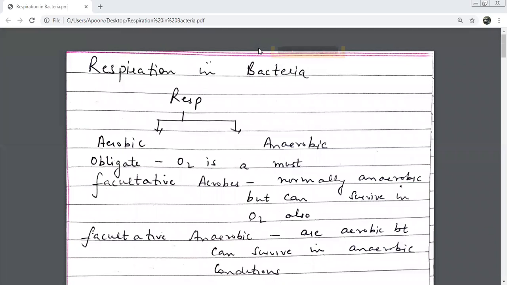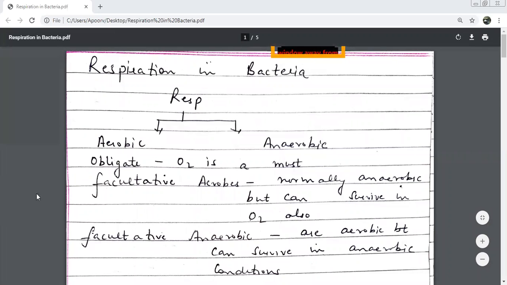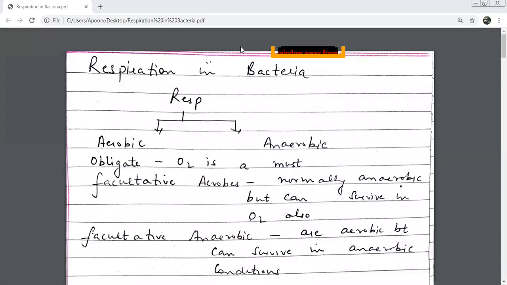And can you guess what are facultative anaerobes? Which can survive both in the presence and absence of oxygen. Basically they are anaerobes, but they can also survive if oxygen is present. What is this category of anaerobes known as? Facultative anaerobes. So when I talk about respiration in bacteria, I have four kinds of bacteria.